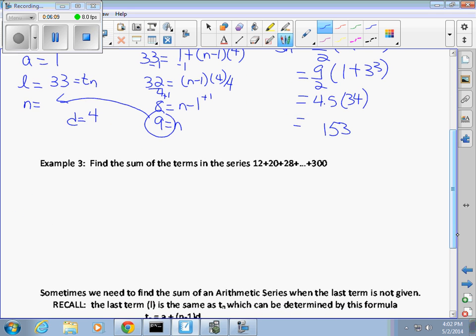Example 3 says find the sum of the terms in the series. So I've got 12, 20, 28, all the way up to 300. So I'm trying to find my sum. My first term was 12. My last term was 300, which is the same as my nth term.